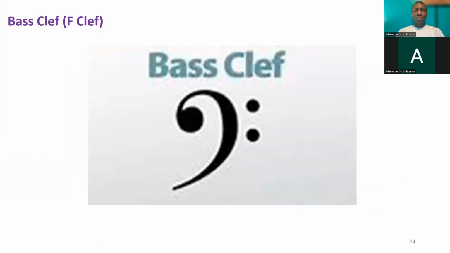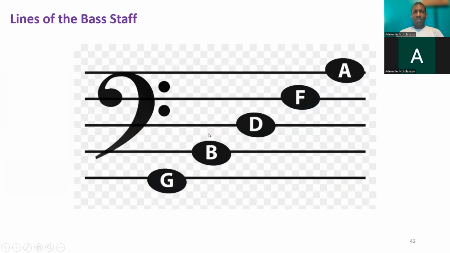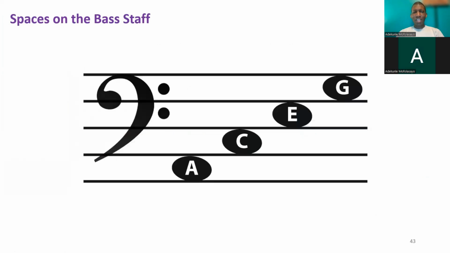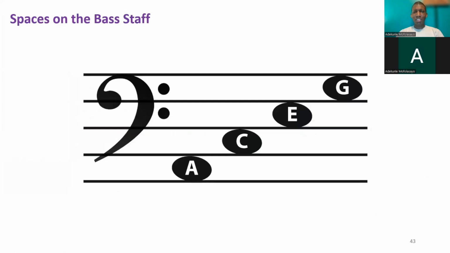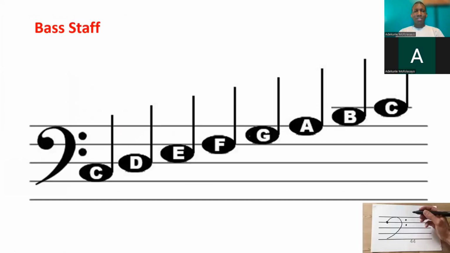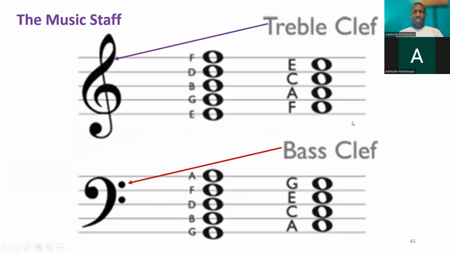And also we talked about the bass clef. When you see a sign like this on the staff, it means it's a bass clef. And the notes on the bass clef are GBDFA and ACEG. So the GBDFA is for the lines and ACEG for the spaces. And this is how it continues to go as well. C, D, E, F, G, A, B, C, and so on.